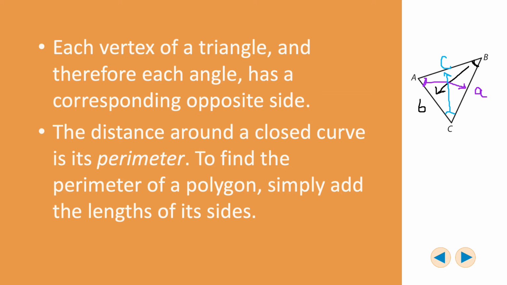The distance around a closed curve is called its perimeter. To find the perimeter of a polygon, simply add the length of its sides. So that's something that we should all know. Okay, the perimeter is the outside. Please do not get it confused with the area. The area includes the region. The perimeter is just the outside.